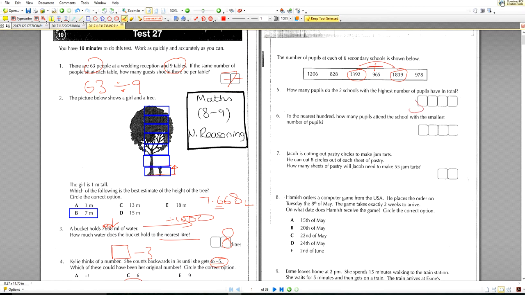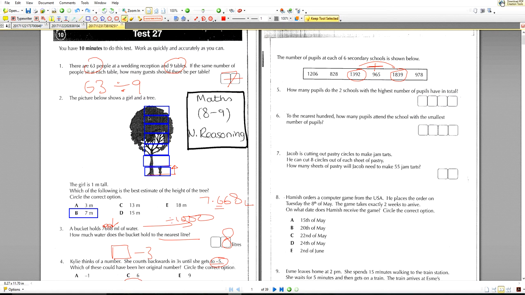Okay, now the pen's gone a bit funky. Give me a second while I just reset the pen. Right, hopefully. Question number 5, let's get rid of that last bit there.